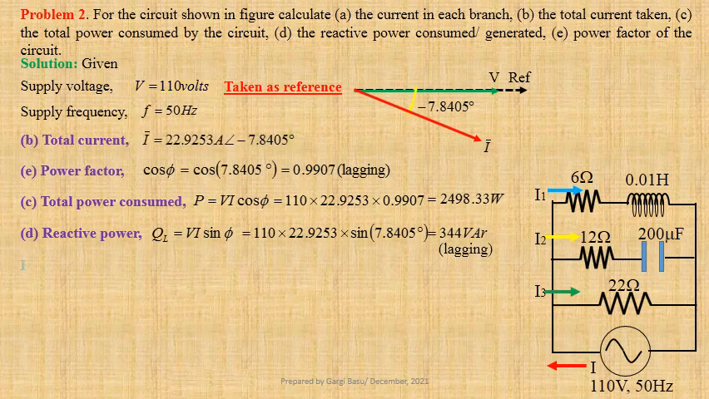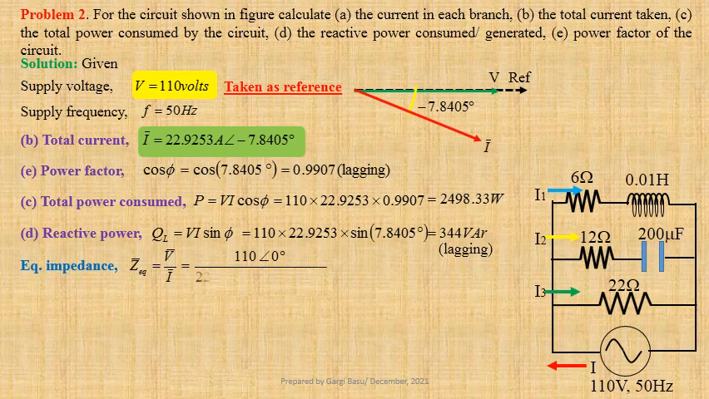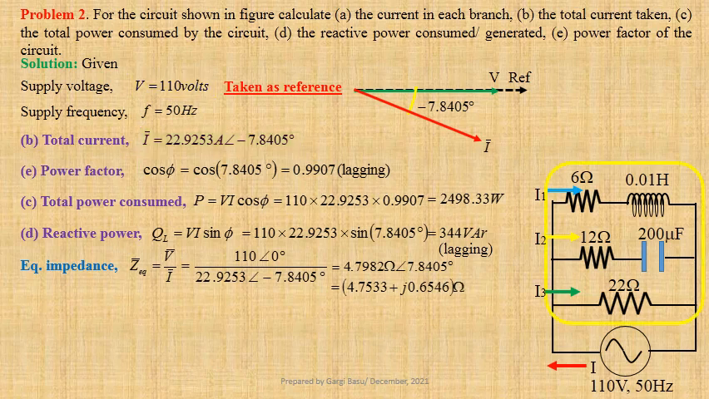Let us now calculate equivalent impedance of this circuit. Zeq equals V divided by I. Using values we get 110 at an angle 0 degree divided by 22.9253 at an angle minus 7.8405 degree, that is equal to 4.7982 ohm at an angle 7.8405 degree. This may be written in Cartesian form as 4.7533 plus j0.6546 ohm.